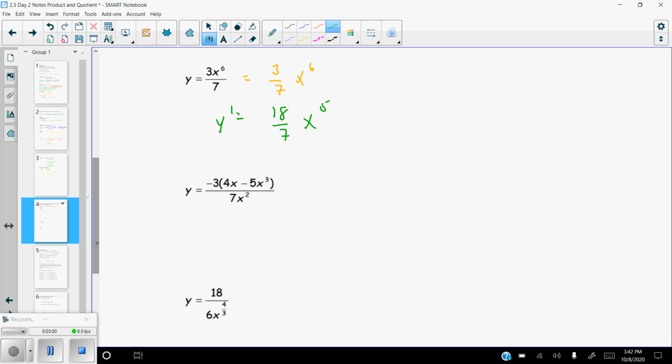Now you might look at the next one and say, oh, well, that one definitely looks like a quotient rule. Well, one way or the other, even if it does, you're going to want to distribute that -3 on the top first. So we're going to get -12x plus 15x cubed over 7x squared.